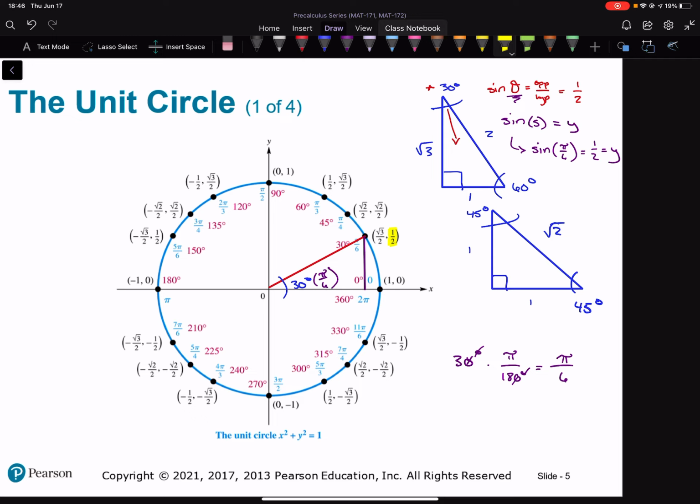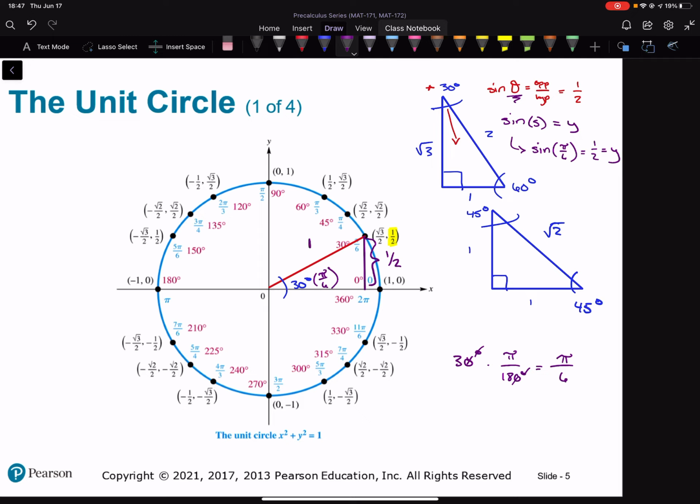But something that's also kind of cool is the height of this could also be considered 1/2. All right. And then we could find the radius here, but we know the radius is already going to be 1 because this is the unit circle. So we already know the radius is 1 here.